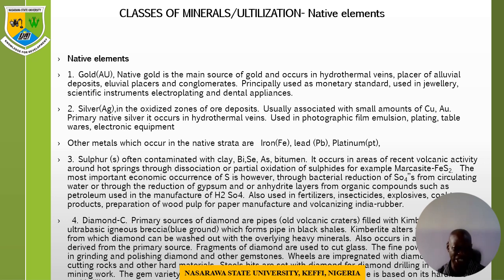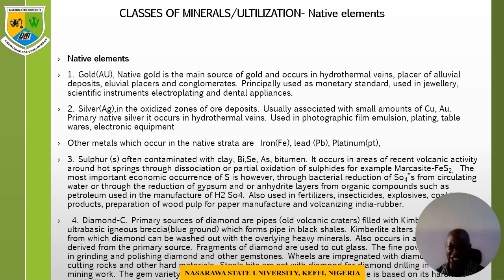Gold is principally used as a monetary standard, and in various scientific instruments, medical and dental appliances. And then silver, in the oxidized zones of ore, usually associated with small amounts of copper and gold. Primary native silver is of course the eternal gold. Used for jewelry, photographic emulsions, plating, tablewares, and electronic equipment.